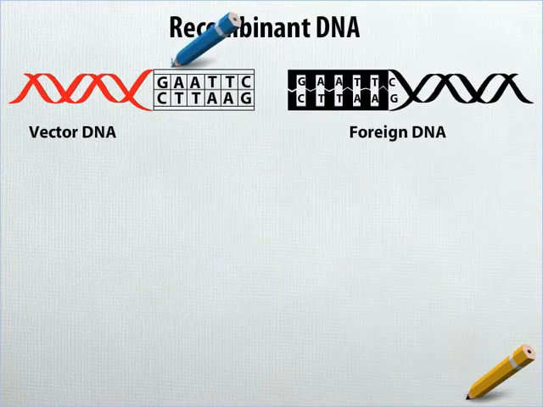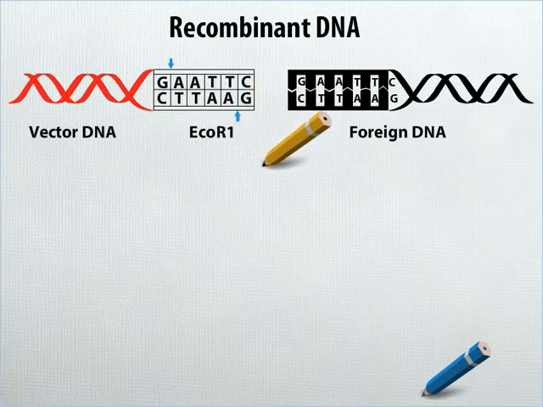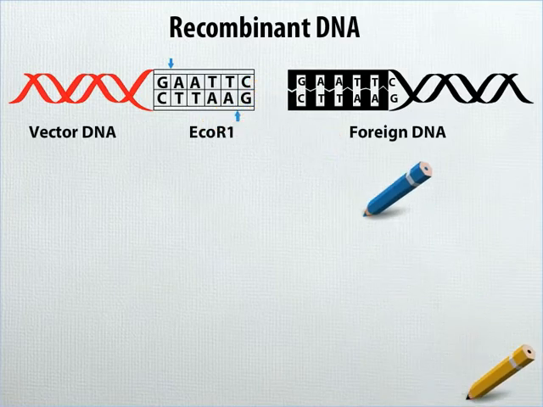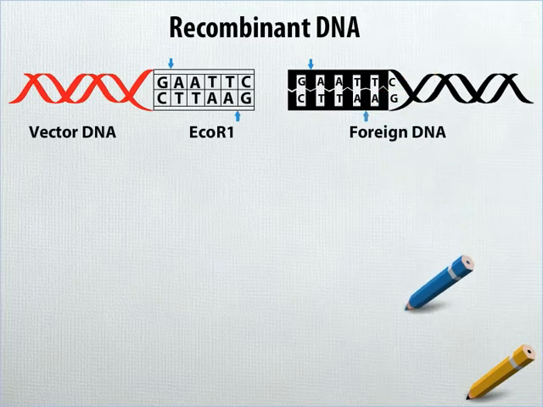Draw two arrows between the bases G and A, one on the upper strand and another on the lower strand of the uncoiled part of the vector DNA. This represents the EcoRI recognition site. Similarly, draw two arrows between the bases G and A, one on the upper strand and another on the lower strand of the uncoiled part of the foreign DNA.